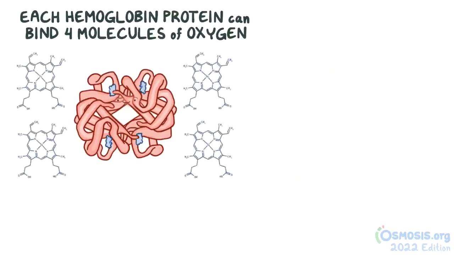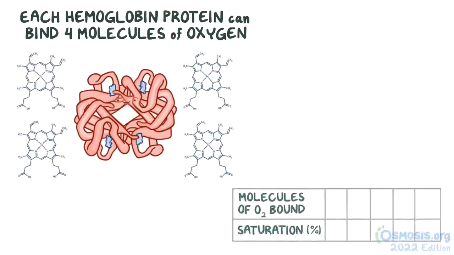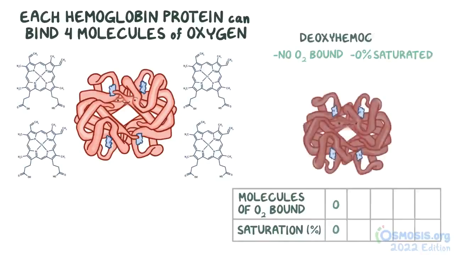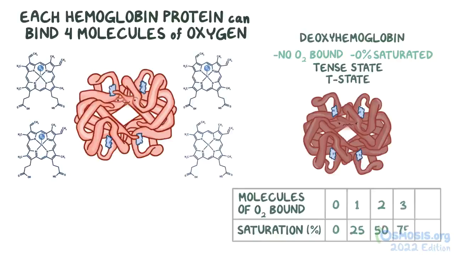But each hemoglobin isn't always 100% saturated or bound by oxygen. A hemoglobin molecule might have no oxygen bound and be 0% saturated, called deoxyhemoglobin, and it'll take on a tense state shape, or T state. Or it might have 1 oxygen bound and 3 spots open, meaning that particular protein will be 25% saturated, or 2 filled spots and 2 open spots, 50%. It might have 3 spots filled and 1 spot open, or 75%. Or all spots filled and 100% saturated.